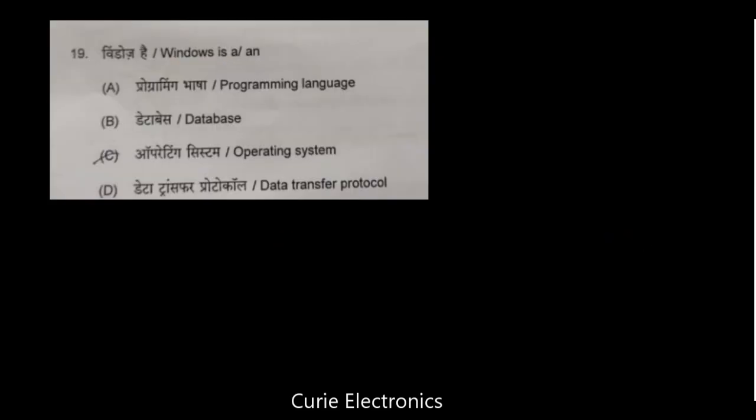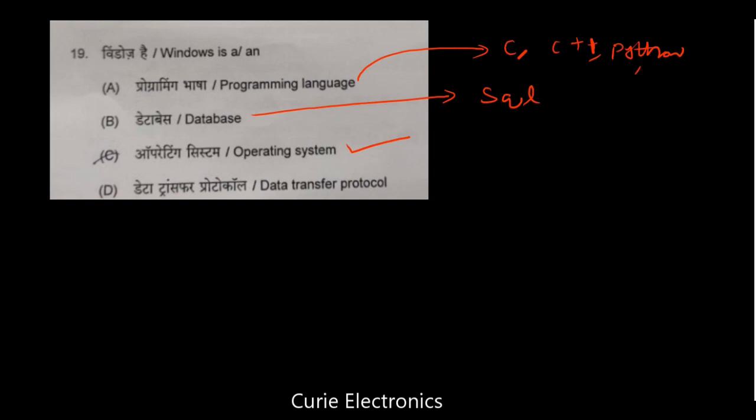Question number 19. Windows, all of us know it is an operating system. Database, one example of database, that is SQL. Data transfer protocol, I don't know. Programming languages are C, C++, Python, Java, all these are programming languages. So the answer is operating system.